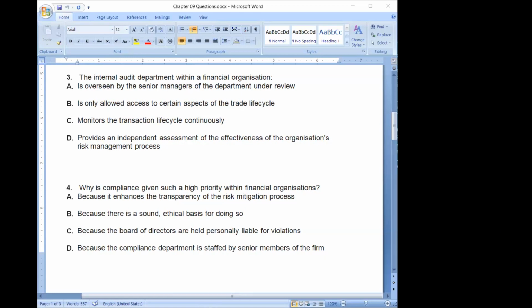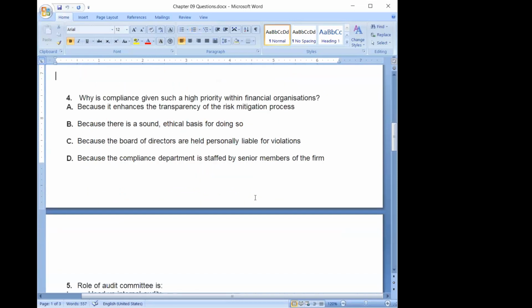Question number 3. The internal audit department within a financial organization is overseen by the senior managers of the department under review. Is only allowed access to certain aspects of the trade life cycle. Monitors the transaction life cycle continuously. Provides an independent assessment of effectiveness of the organization's risk management process. I explained to you earlier as well, the term effectiveness always goes with the audit. So the correct answer is D. Question number 4.